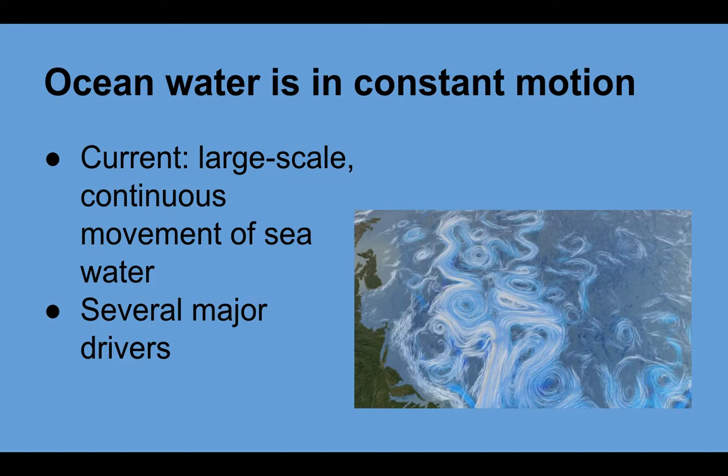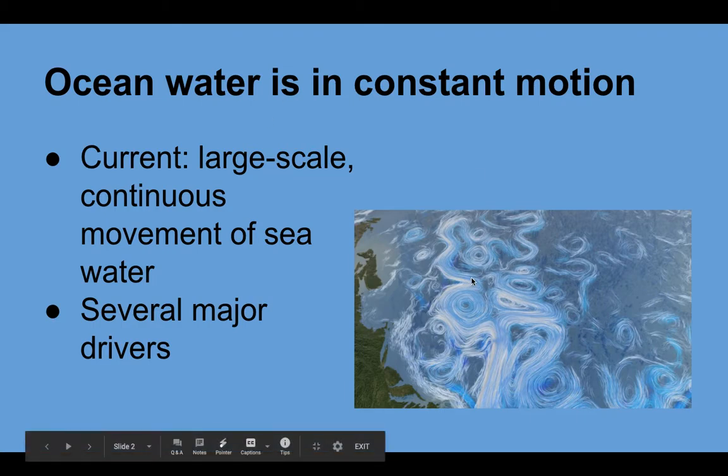So ocean water is in constant motion. None of it is actually staying still. And what we call a current is a large-scale continuous movement of the seawater. They're driven by several things that we're going to look at.